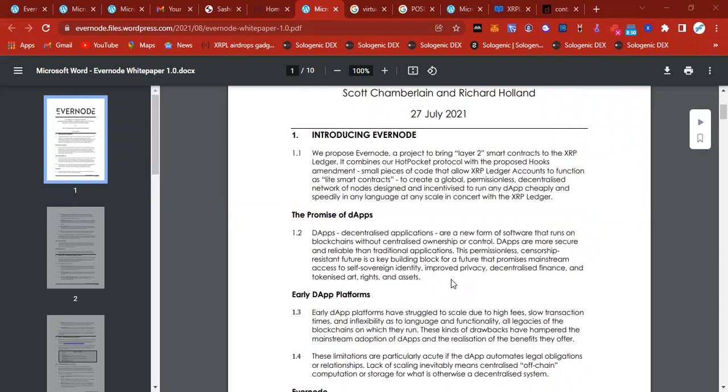I'll just read this paragraph right here because it's really well detailed about decentralized applications. dApps, or decentralized applications, are a new form of software that runs on blockchain without centralized ownership or control. dApps are more secure and reliable than traditional applications. This permissionless, censorship-resistant future is a key building block for a future that promises mainstream access to self-sovereign identity, improved privacy, decentralized finance, and tokenized art, rights, and assets.